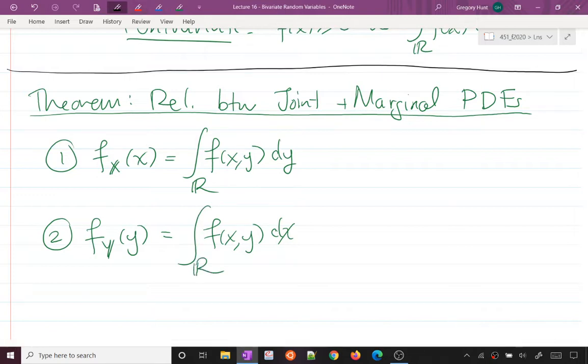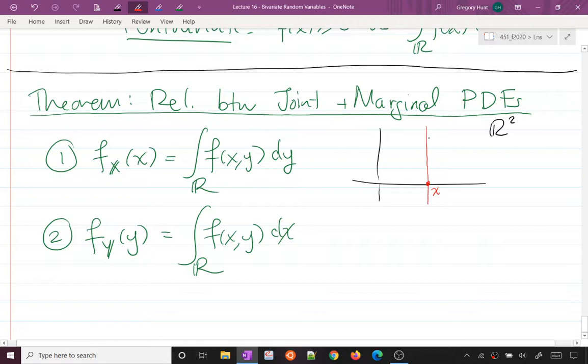So in the first case, here's my real plane, and I am fixing x at some value, and I'm integrating over this plane, over this whole slice. In the second case, I'm fixing some value little y, and then I'm going to integrate over this horizontal line, over all possible x at that fixed y.